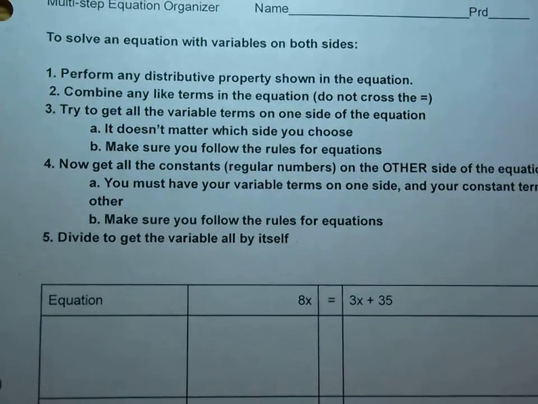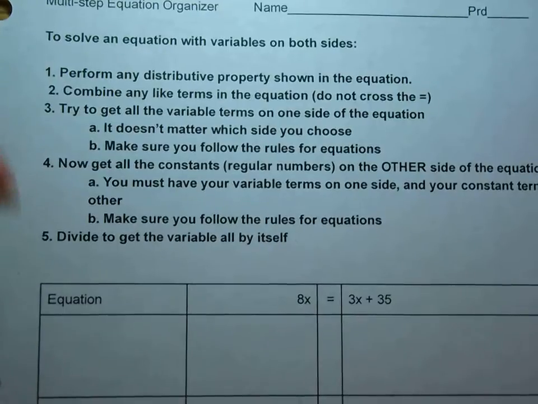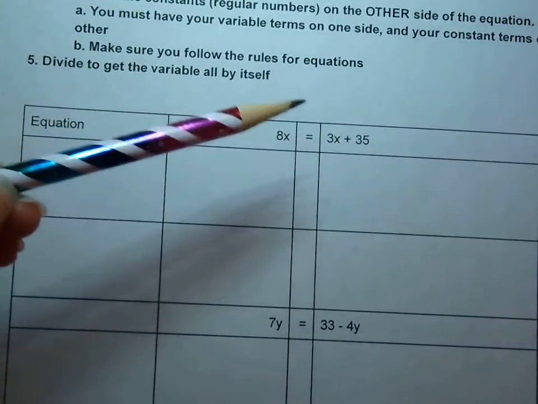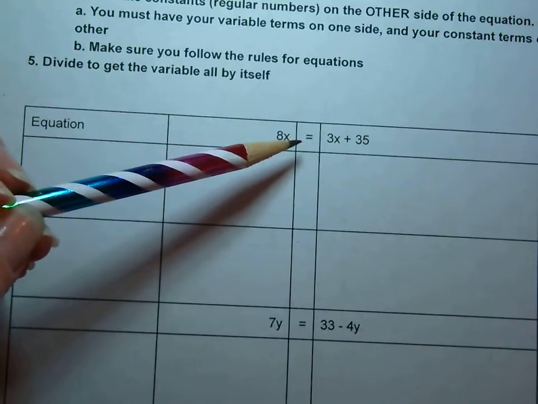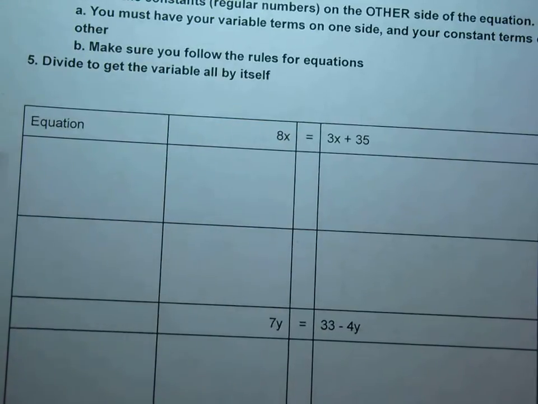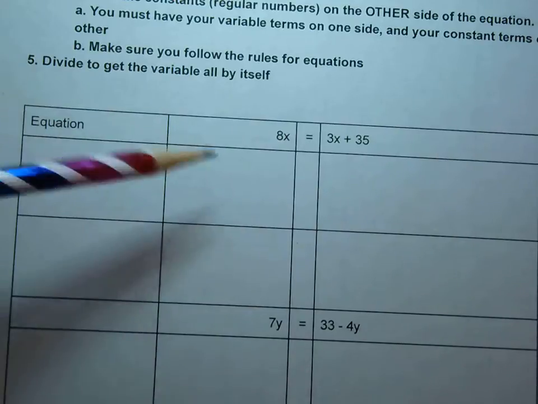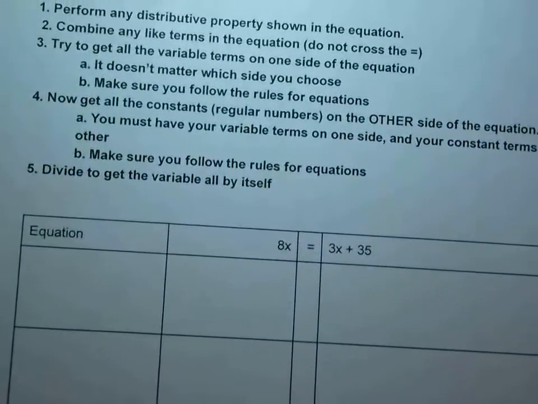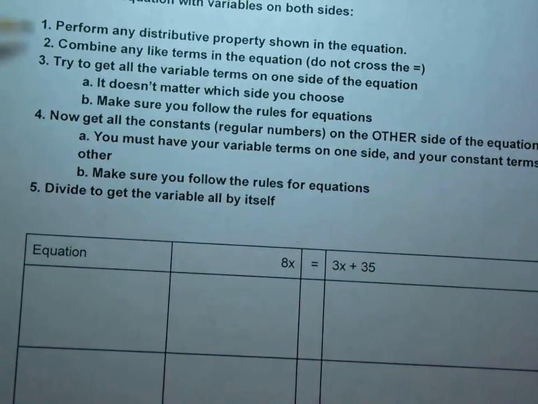Okay guys, multi-step equation organizer. We're getting into problems like this: 8x is equal to 3x plus 35. So we got to get x by itself. That's what we were doing last time, but now we've got x's on both sides of the equal sign. So we have some notes here to help us.